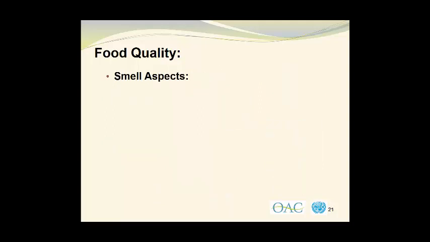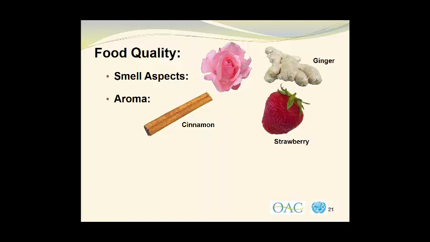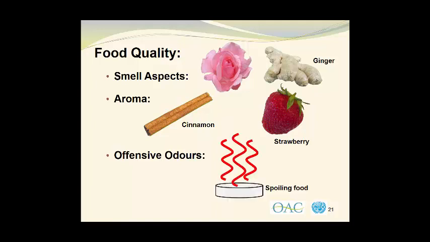Smell is another one of our 5 senses. I think you'll agree that aromas can be very appealing, such as smelling a rose or smelling cinnamon and other spices. Ginger is very appealing, and also the smell of fresh berries can be very appealing. However, we can have offensive odors which are not nearly as pleasant, and this can be the case with spoiling food.